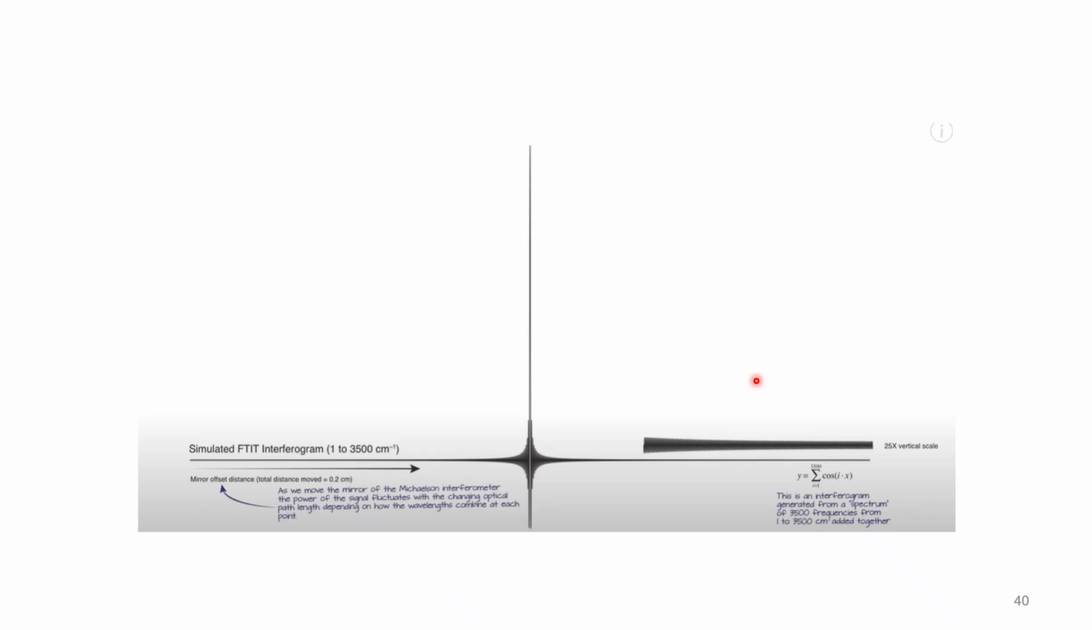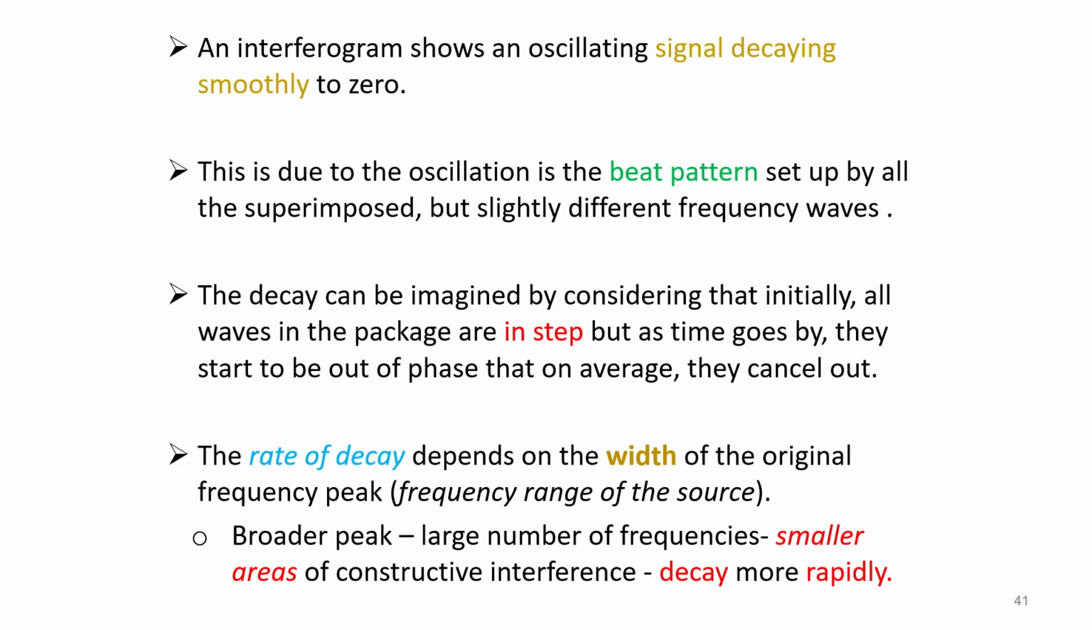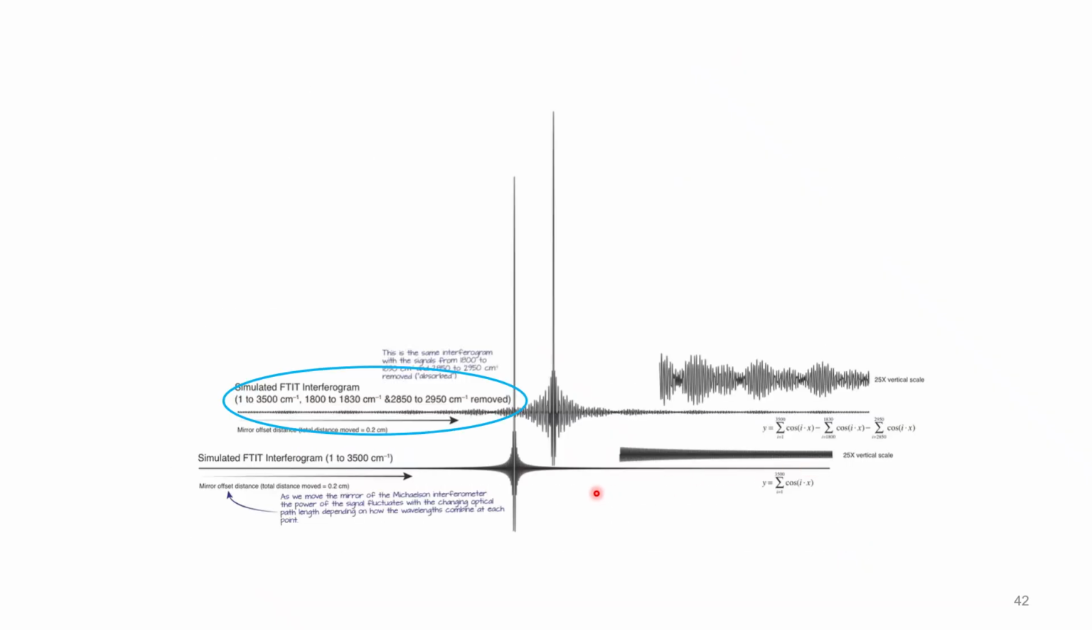Therefore, the rate of decay depends on the width of the original frequency peak or the frequency range of the light source. The broader the peak, meaning the larger the number of frequencies, the smaller the area of constructive interference, which means that the decay will occur more rapidly. If the radiations from 1 to 3500 wave number are directed to a sample which absorbs at this wave number, the appearance of the interferogram will be something similar to this one. So you will see that there is some difference when you compare these two interferograms.